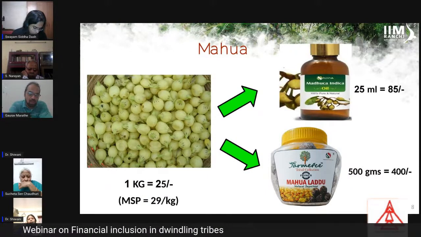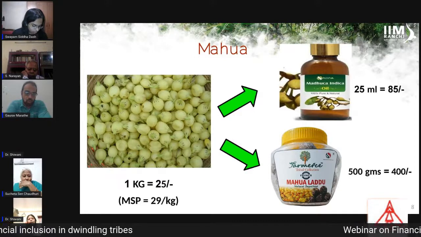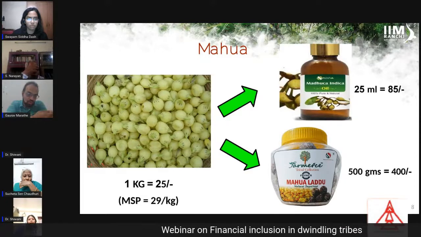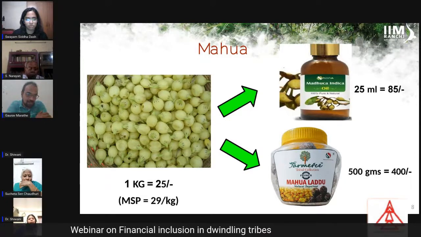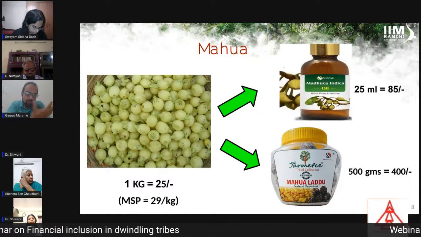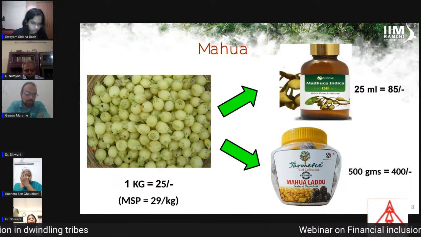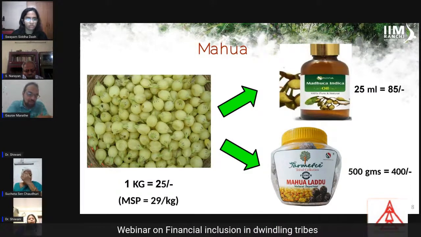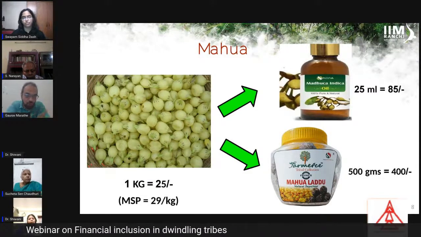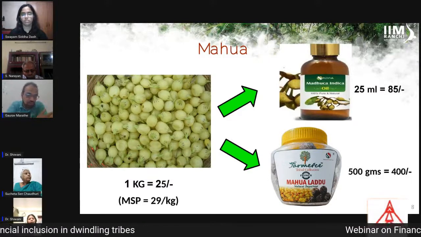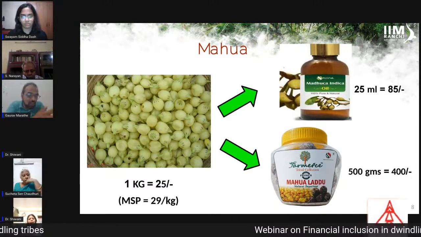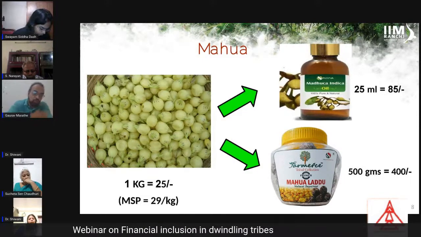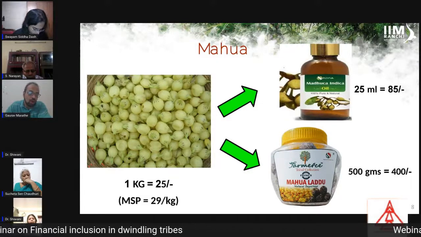For example, mahua, and this product is beautiful because it can be stored. It is not one time. Though we collect it one time, I know that when I'm visiting many of these places, we are making mahua laddus from the old stored mahua and selling them. Mahua otherwise will give you 25 rupees per kg. Now the MSP was 29 per kg, but if I convert the same mahua into oil, it would give me 85 rupees for 25 ml. Or if the same mahua is converted into laddus, I get 400 rupees for 500 grams. So the value addition potential is huge.